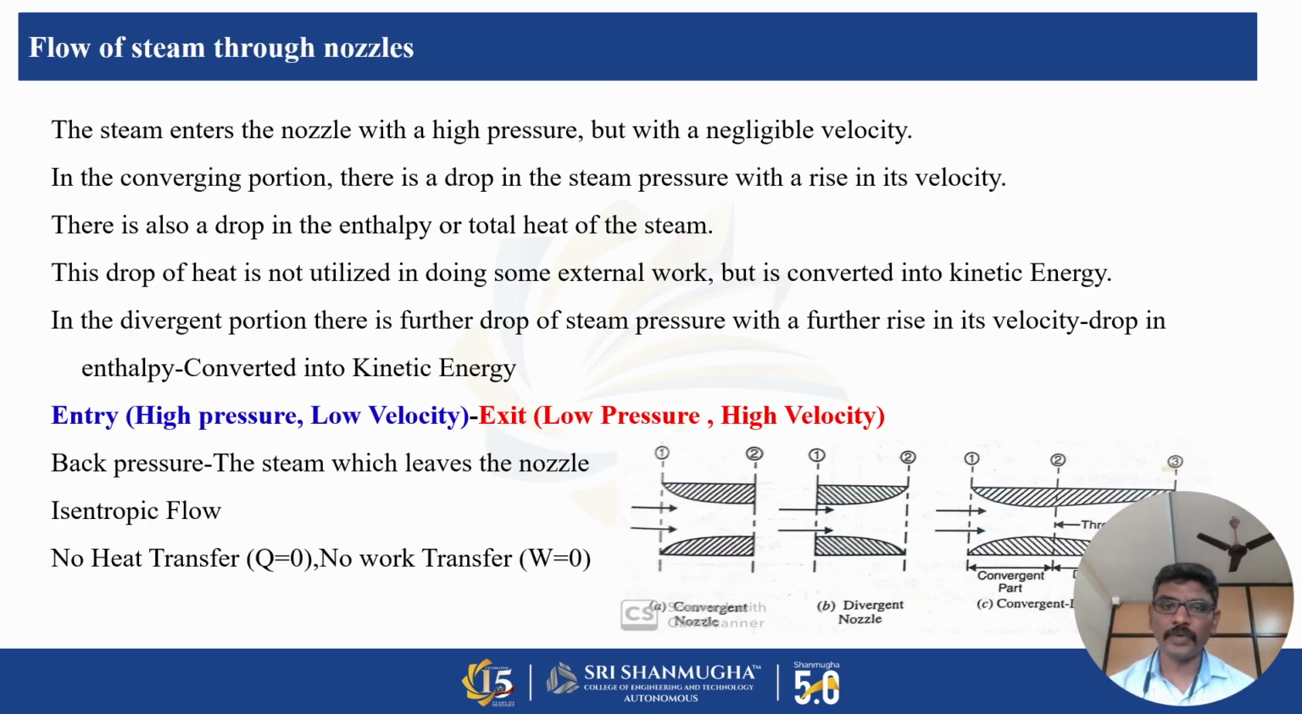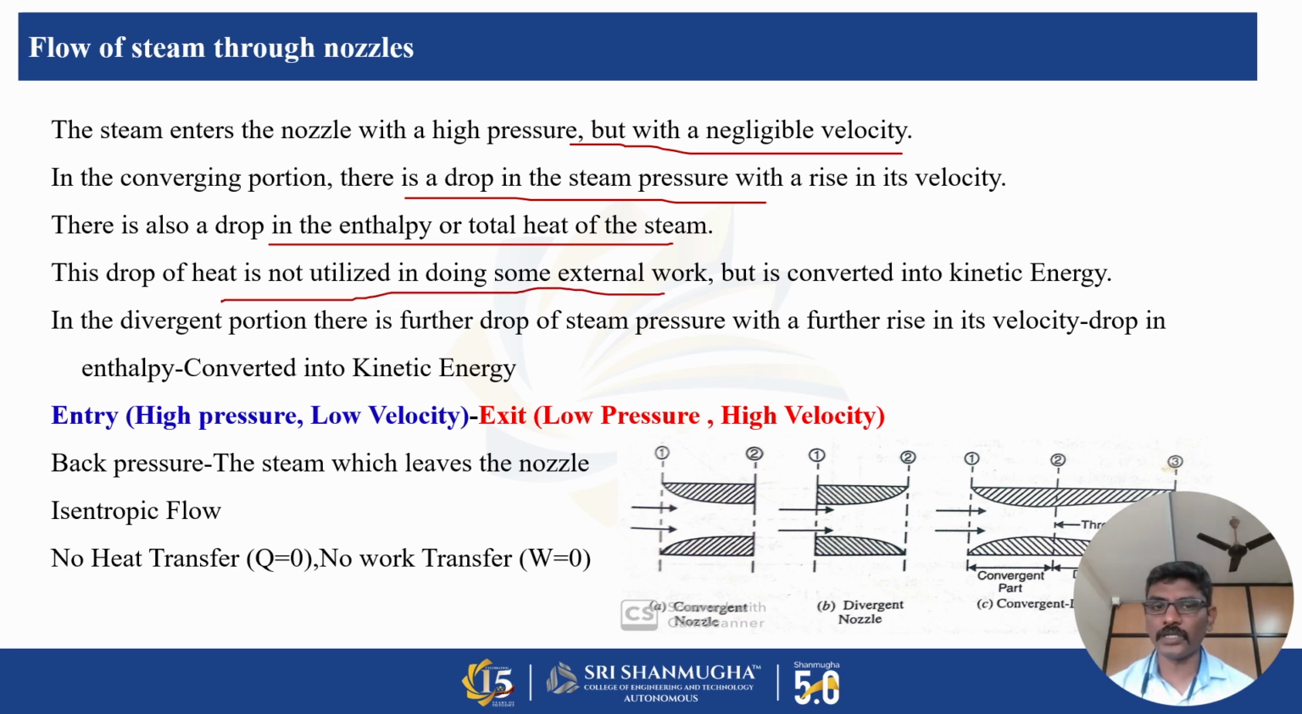Then steam passes through the nozzle. The steam enters the nozzle with high pressure but with negligible velocity. In the convergent portion, there is a drop in steam pressure with a rise in its velocity. There is also a drop in enthalpy or heat of the steam. This drop of heat is not utilized in doing external work, but it is converted into kinetic energy. So the expansion process takes place in the nozzle.